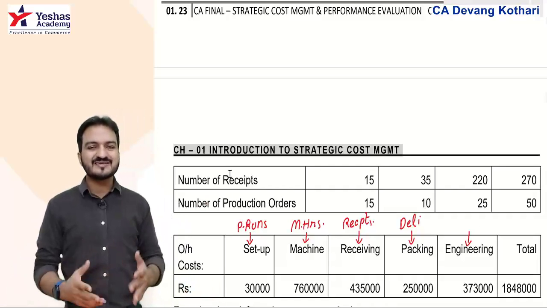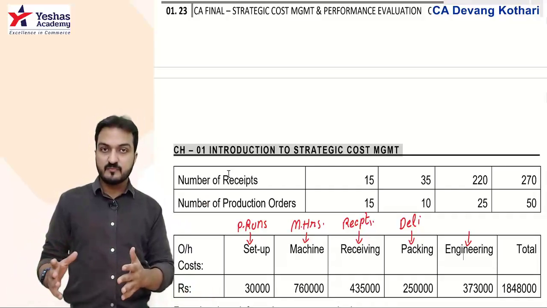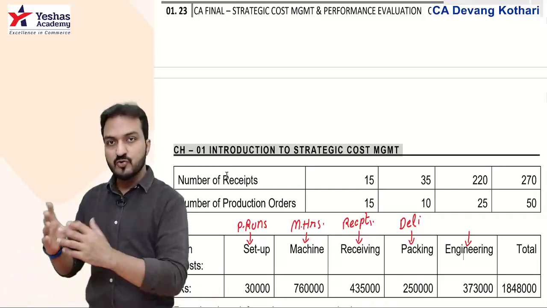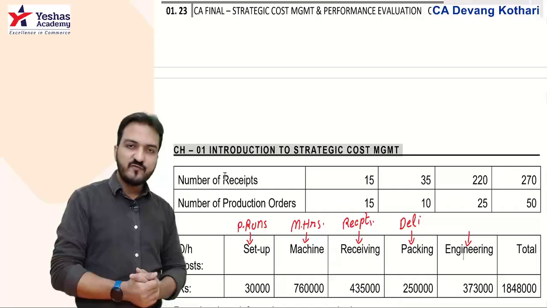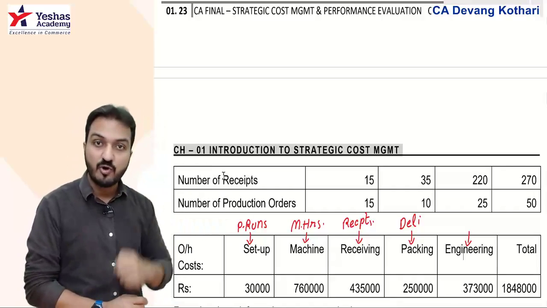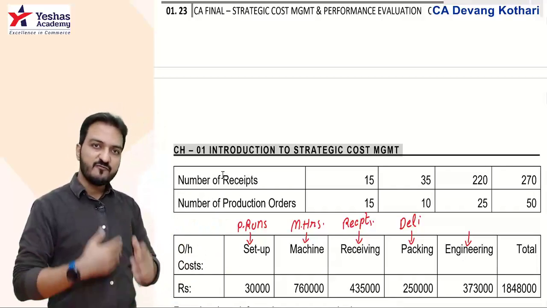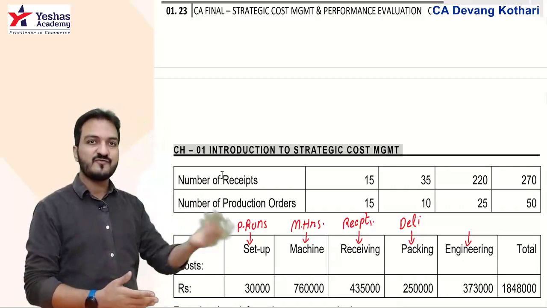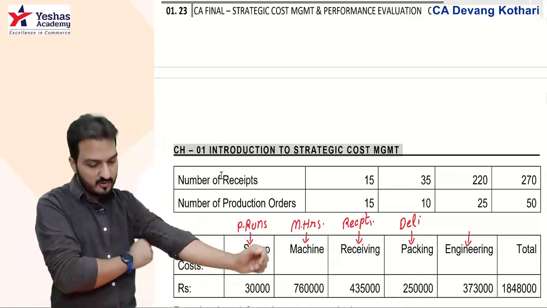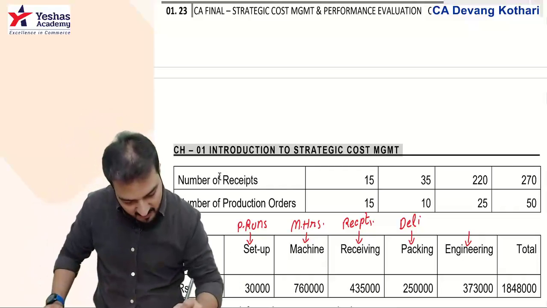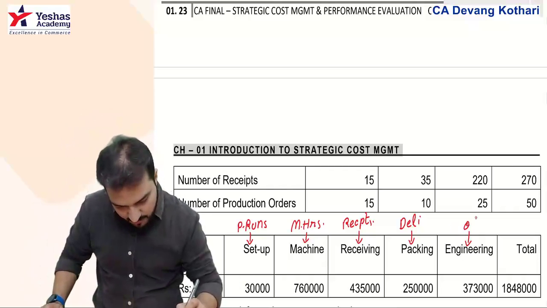Look, engineering cost is like a designing cost. And how many times will I have to do designing of the order? Well, every time I get a new production order, I will have to design for that order. Yes, I'll have to make a new design for every order every time I get a new production order. So my engineering cost might be based on production orders.